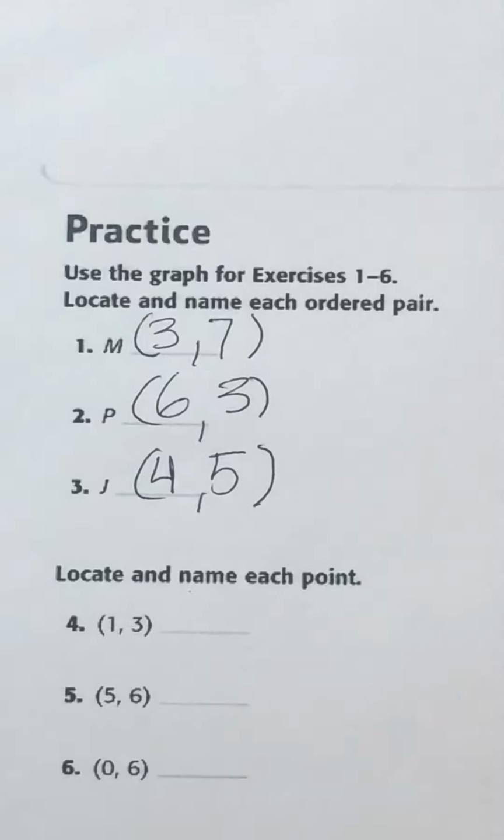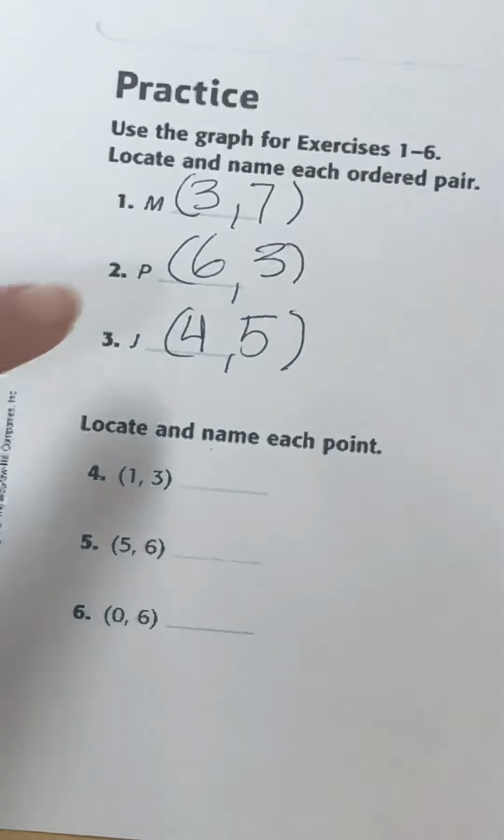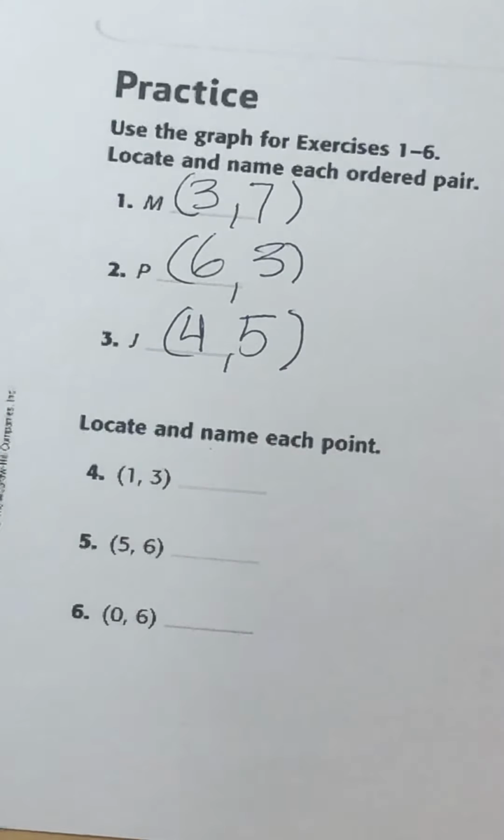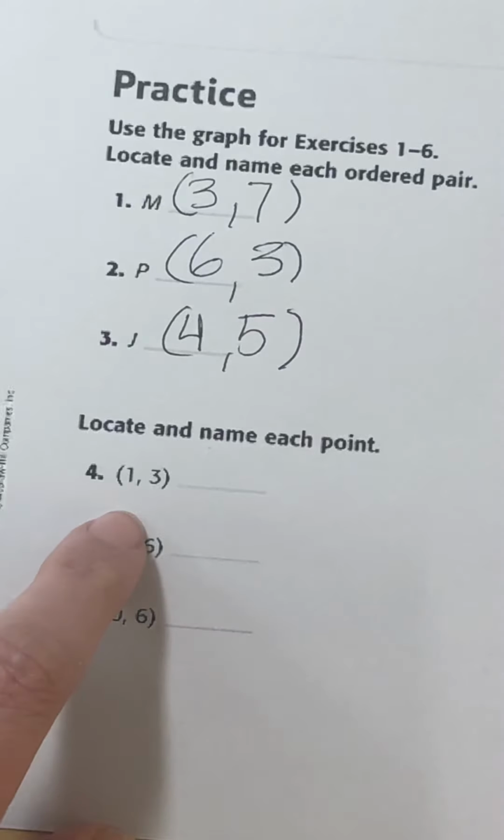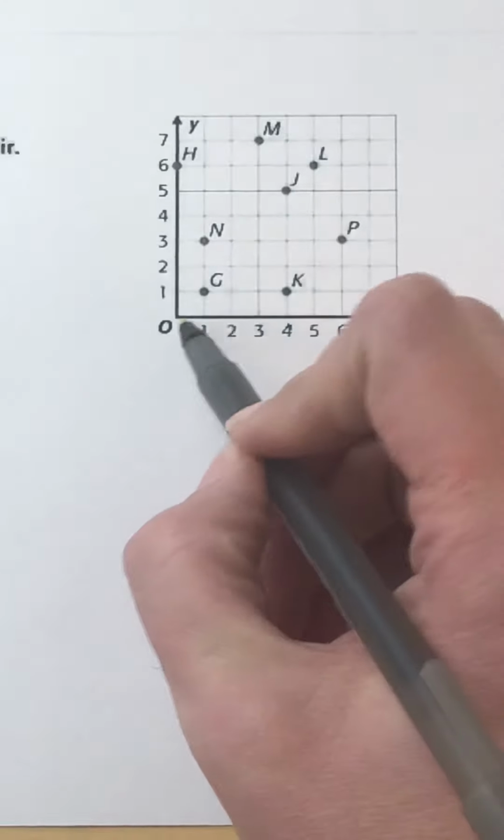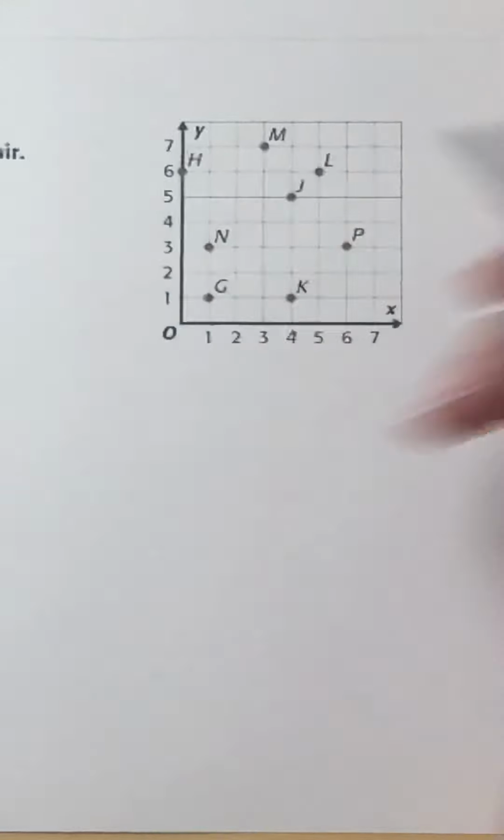Okay, so we're done with that first set. Now let's go to our second set. We're going to locate and name each point. We're doing the exact same thing, but this time you're going to name the point. Do you notice how all of these are capital letters? That's what you're going to do down here. Let's look for the first one. The first one is over 1 and up 3. So you go over 1, up 3. It's N.